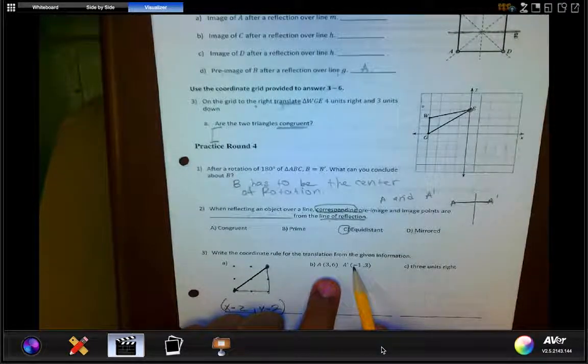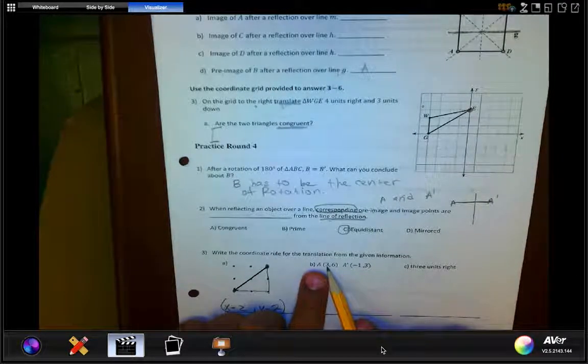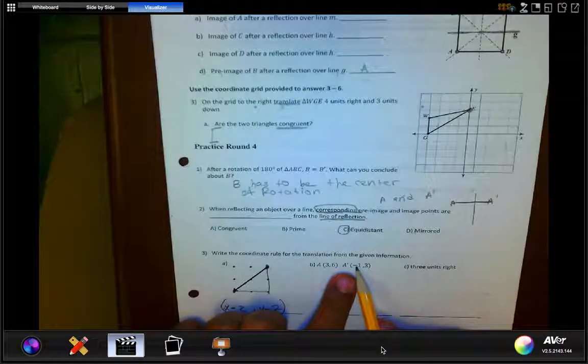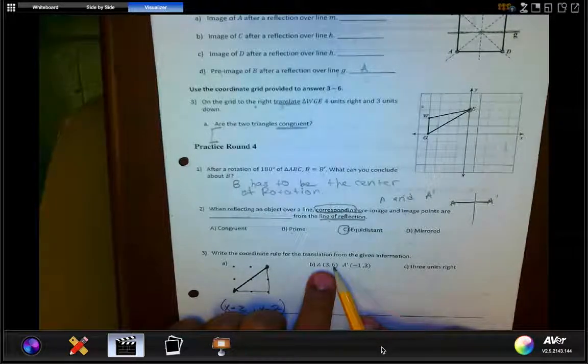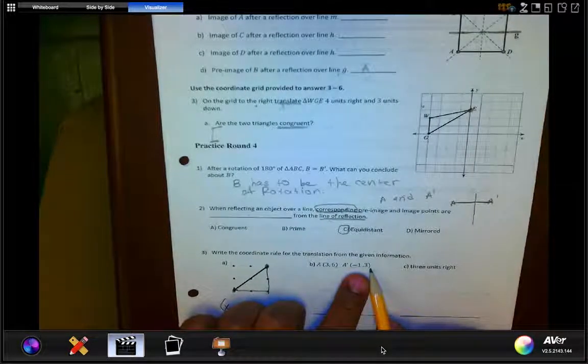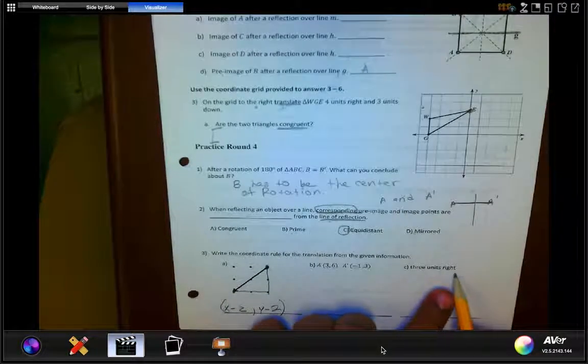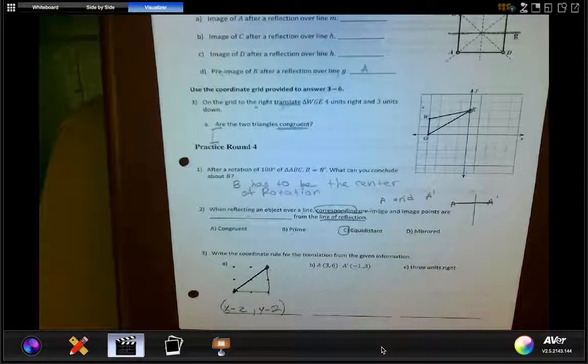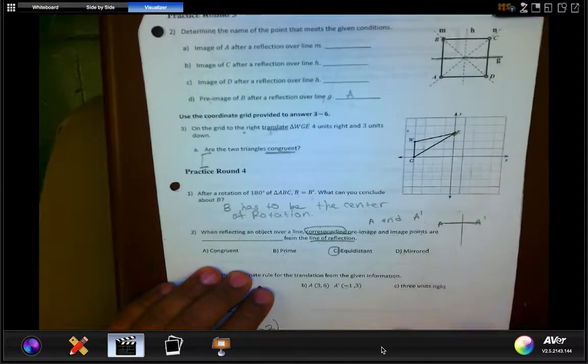What's the coordinate rule here? How did x go from 3 to -1, and how did y go from 6 to 3? Okay, here, 3 units to the right. Is y being affected by 3 units to the right? Is x being affected by 3 units to the right?